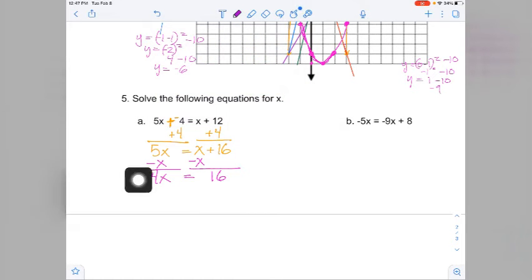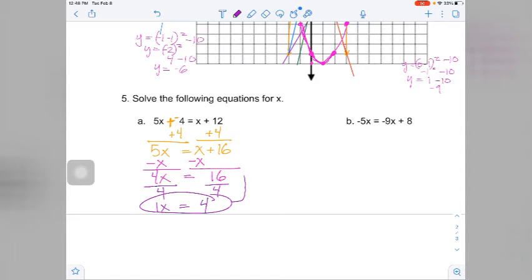And then my last simplifying step: I have 4 times x. So to undo multiplying by 4, I have to divide by 4. And then I will divide this side by 4 as well. 4x divided by 4 is 1x. And then 16 divided by 4 is 4. So that is my answer.